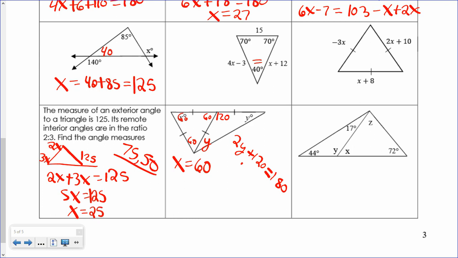Alright, let's finish with this last one. Which variable do I have to find first? Yes. I have to find y first. How? In this triangle, they should all add to 180. So add those two and subtract to find what's missing.